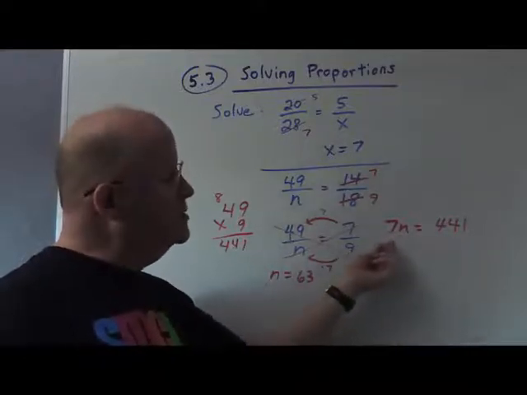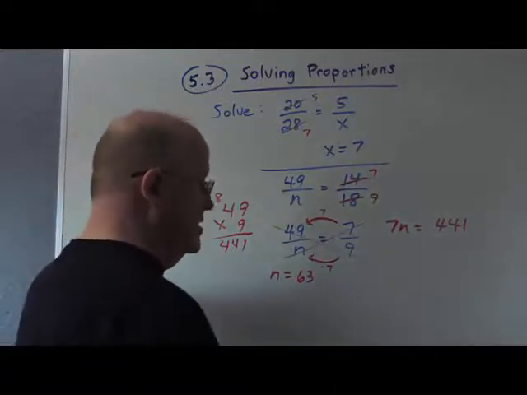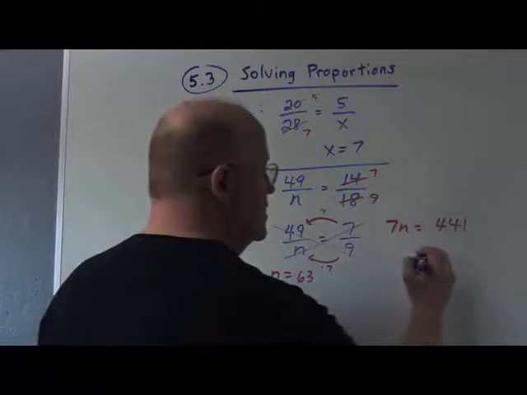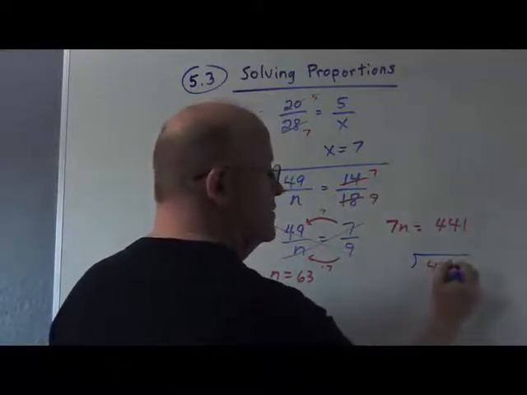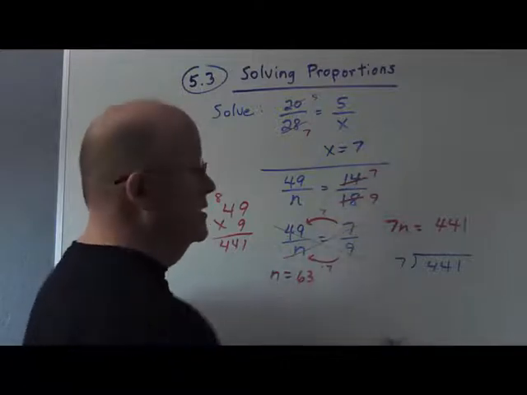I want to undo this multiplication by 7 by dividing each side by 7. So if I take 441 and divide by 7, that should give me the value of n.